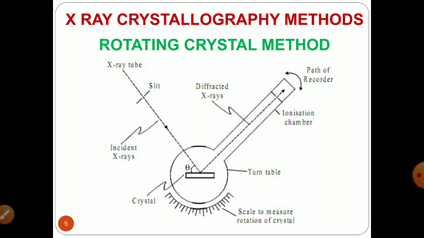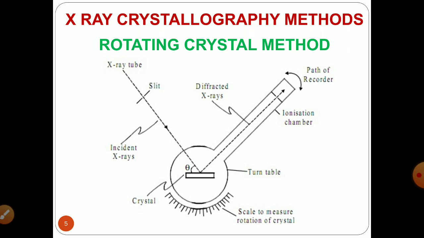Now once your X-ray strikes on the crystal, it will undergo reflection. That will have an angle of reflection. So this diffracted X-ray will travel through the ionization chamber, and that will reach the recorder. The recorder, that is your photographic plate, will obviously have spots. You will have bright spots and you will have dark spots. So the intensity of the reflected ray is measured in recording devices such as your photographic plate.